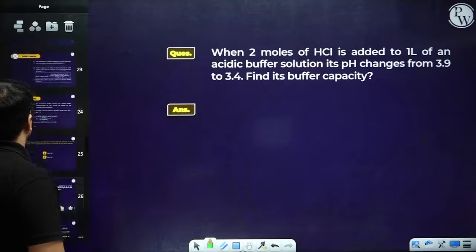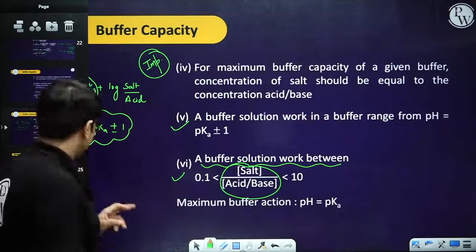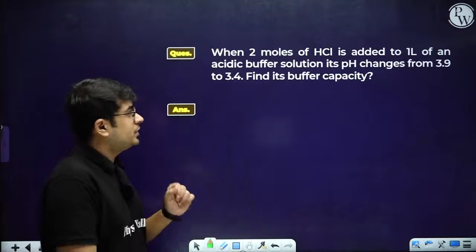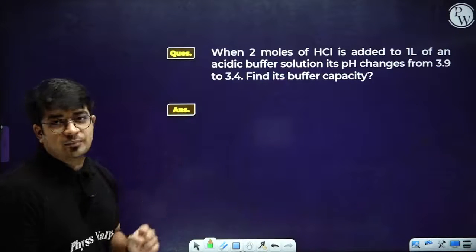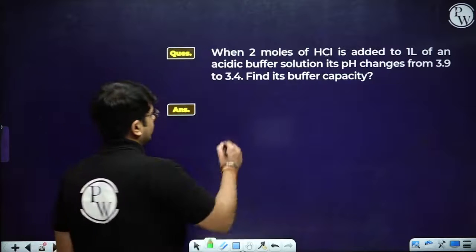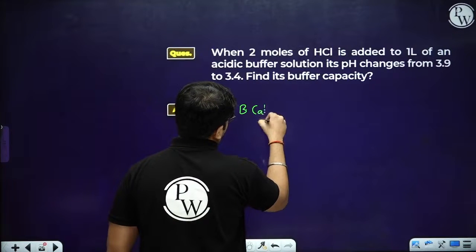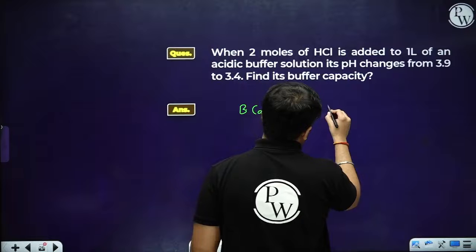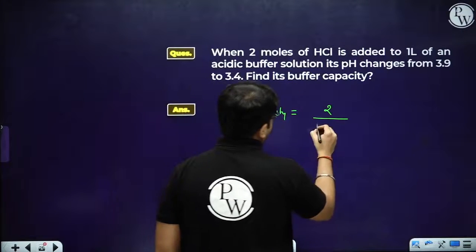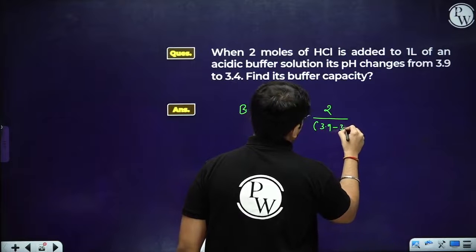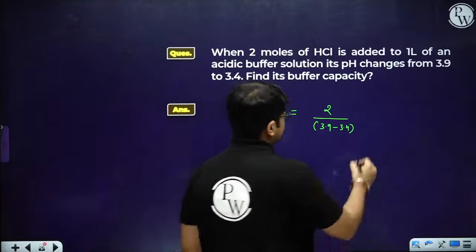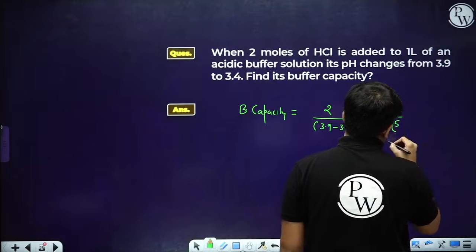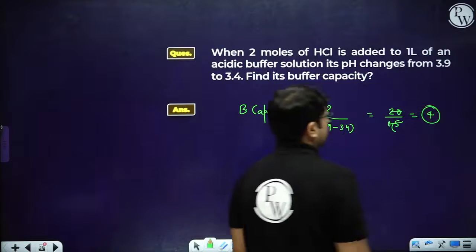So okay, we were talking about the buffer capacity earlier. So if I talk about the question, when 2 moles of HCl is added to 1 liter of an acidic buffer solution, its pH changes from 3.9 to 3.4. Find the buffer capacity. Very interesting, very simple question. So in that case, the buffer capacity will be the number of moles of HCl required in 1 liter solution, which is 2 moles, divided by the change in pH. Change in pH is 3.9 minus 3.4. That will be the change. So that will be equal to 2 divided by 0.5. That will be 4. Buffer capacity will be 4.